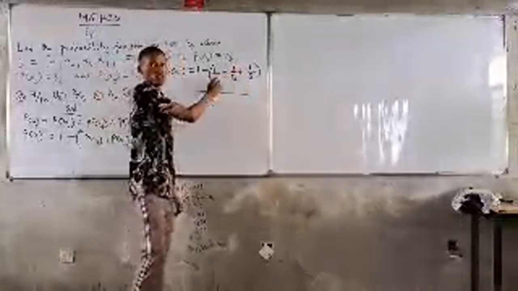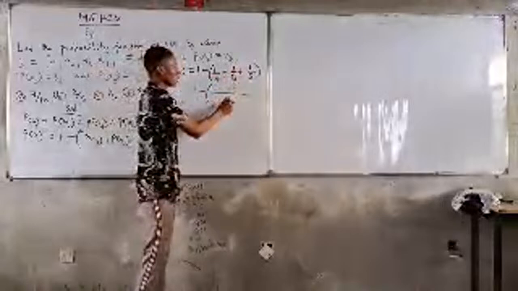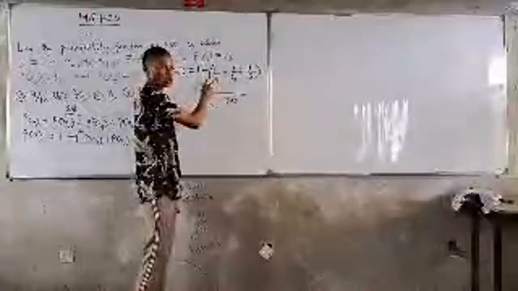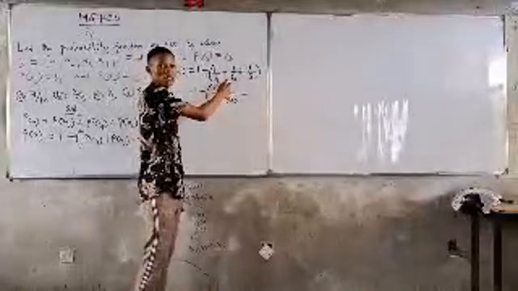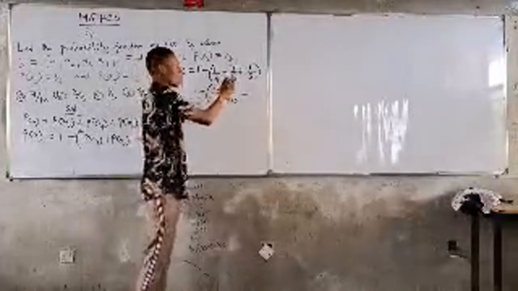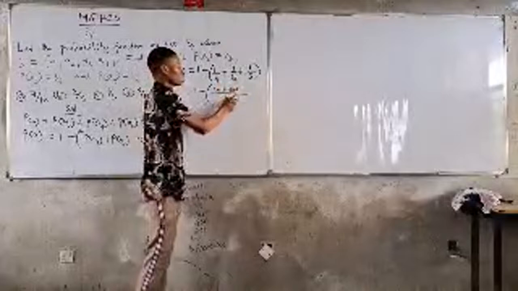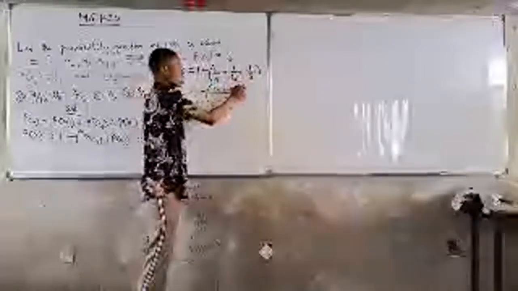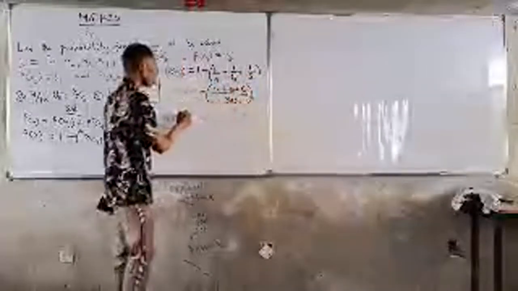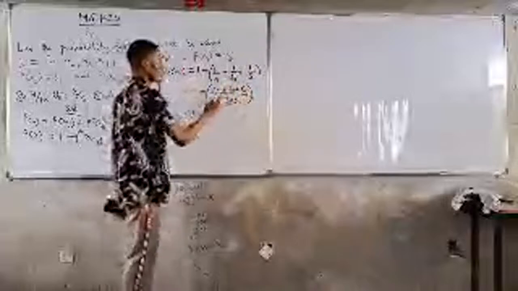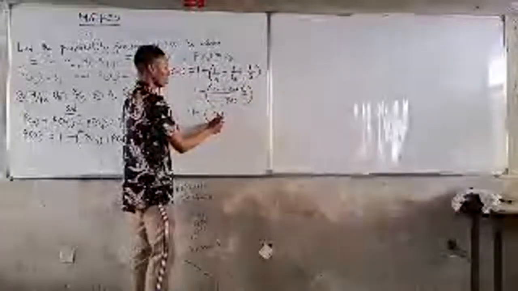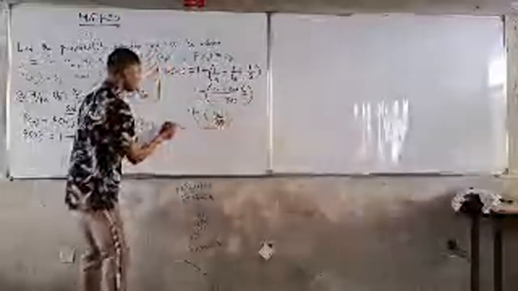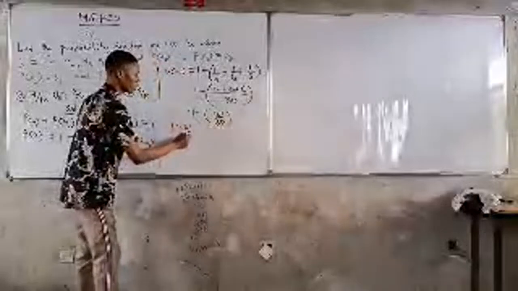So what's the LCM of this? 30. 30 divided by 3 is 10, times 1, plus 30 divided by 6 is 5, 5 times 1, plus 30 divided by this, 6 times 1. So we'll be having 1 minus 10 plus 5 is 15, plus 6. So we have 21 over 30. So we are left with 1 minus 21 over 30.